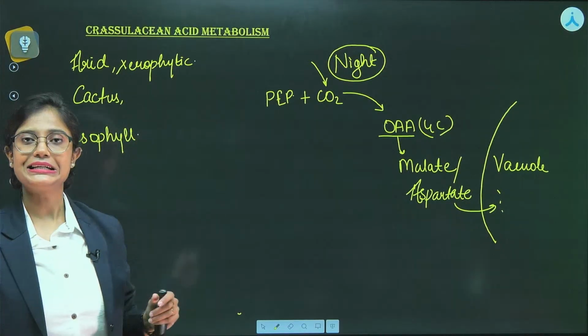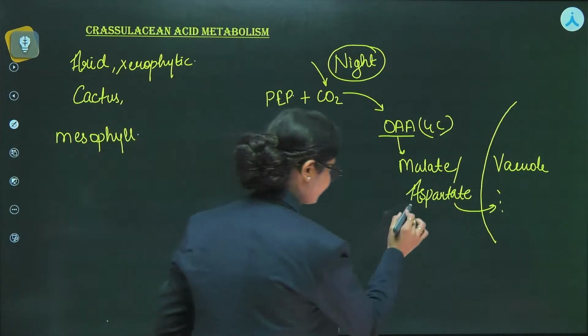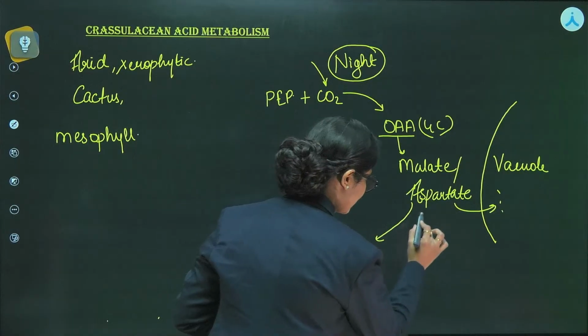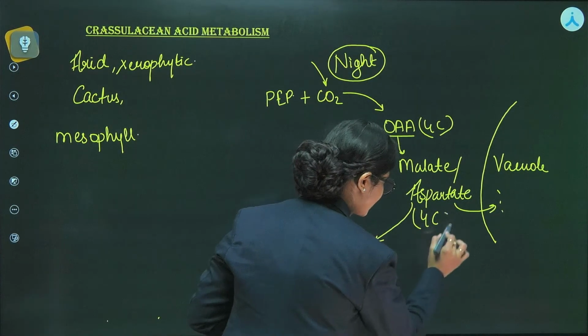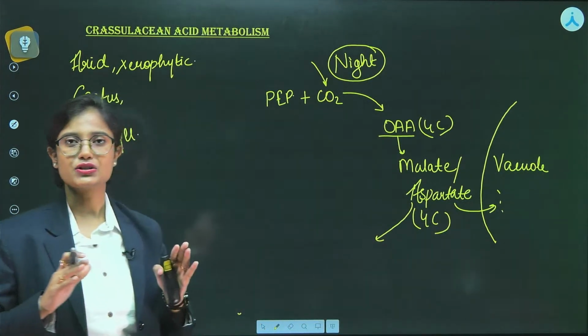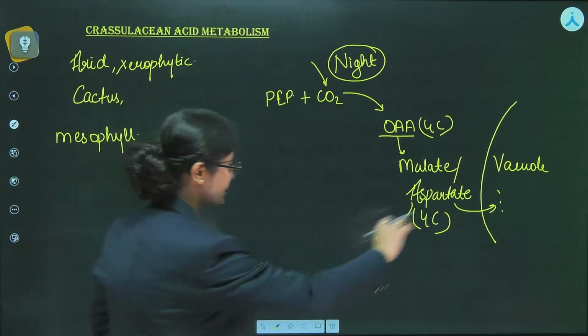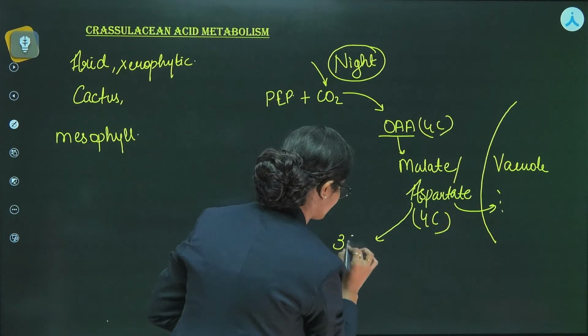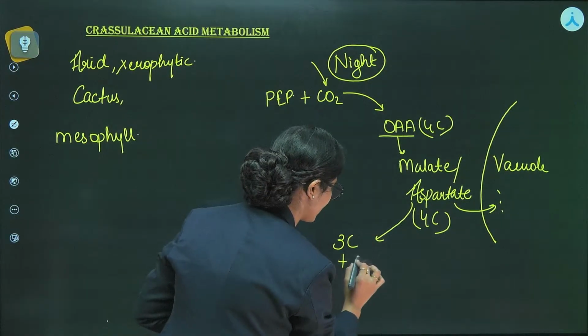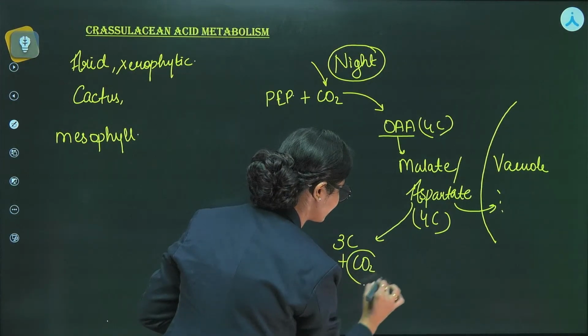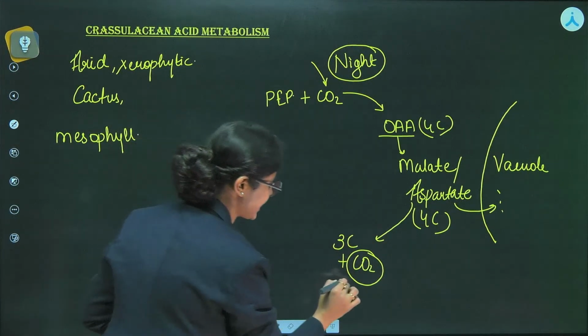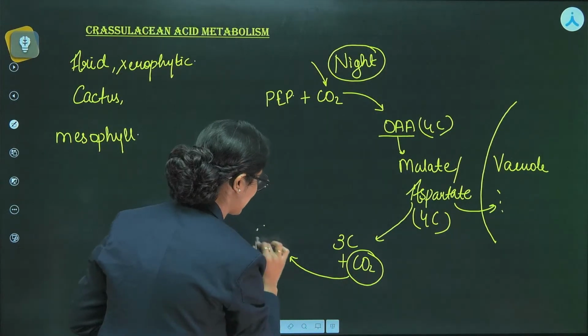Now in the daytime what will happen? This aspartate, which is the 4 carbon compound, get dissociated into 2 parts. 3 carbon compound along with carbon dioxide. So this carbon dioxide will go into the Calvin pathway.